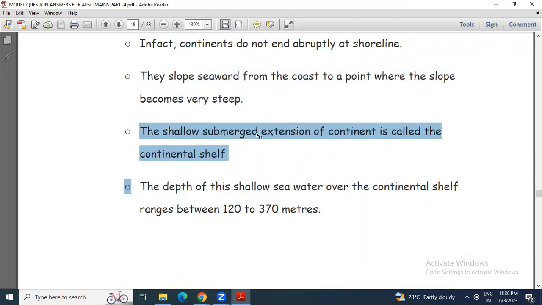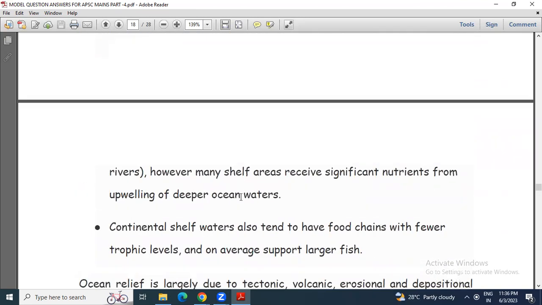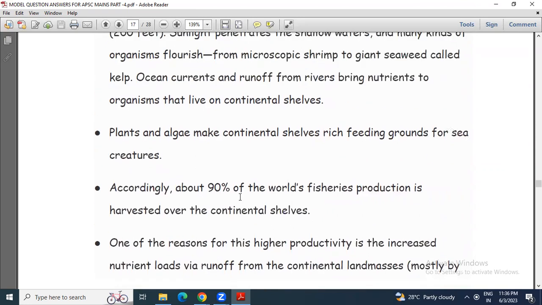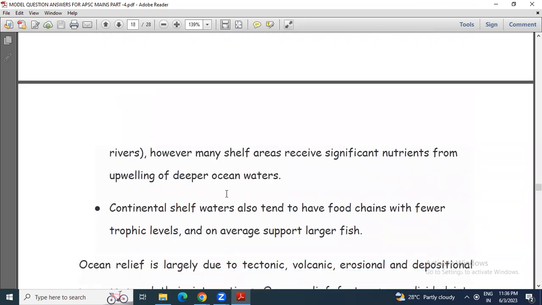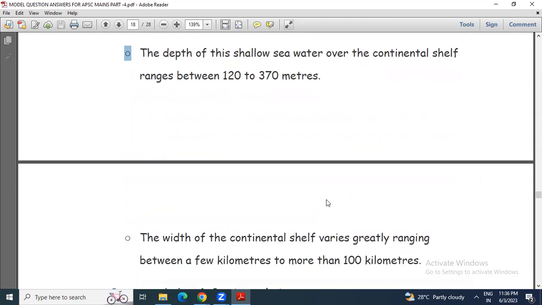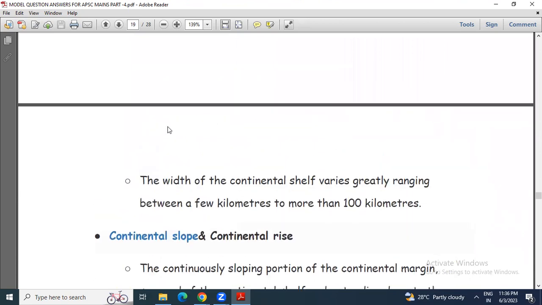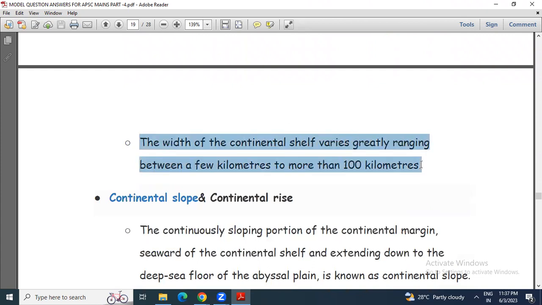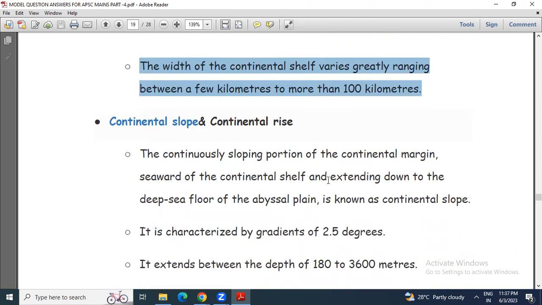So this shallow submerged extension of the continent, whose depth we saw, is only about 60 meters, and almost we can say 200 feet. Then the depth of the shallow seawater over the continental shelf ranges from 120 to 370 meters, but we can say almost 200 meters on average. But you can say definitely 120 to 370 meters. The width of the continental shelf varies greatly, ranging between a few kilometers to more than 100 kilometers.